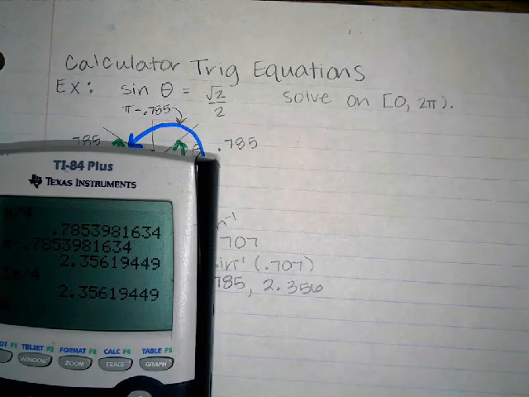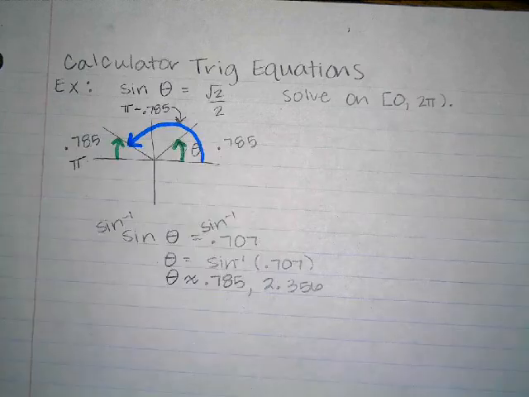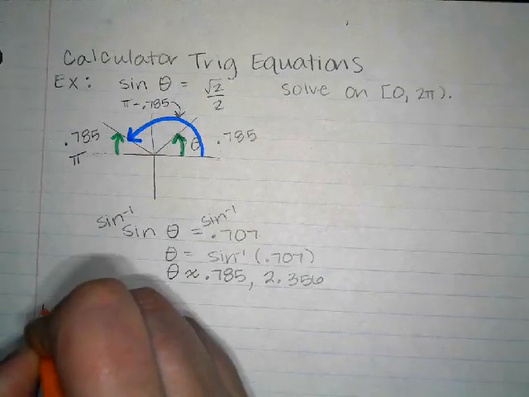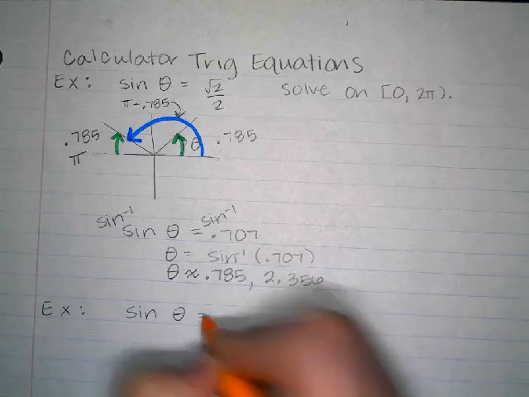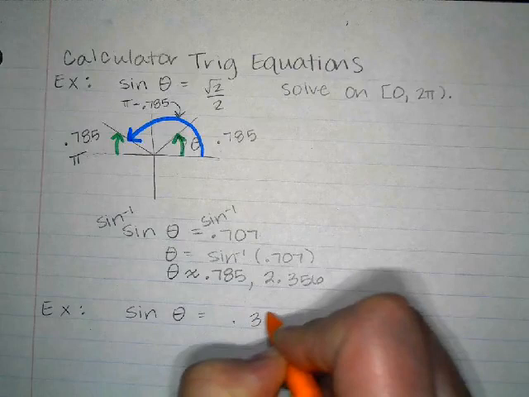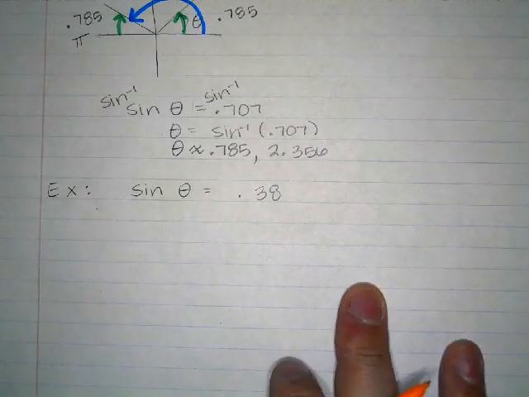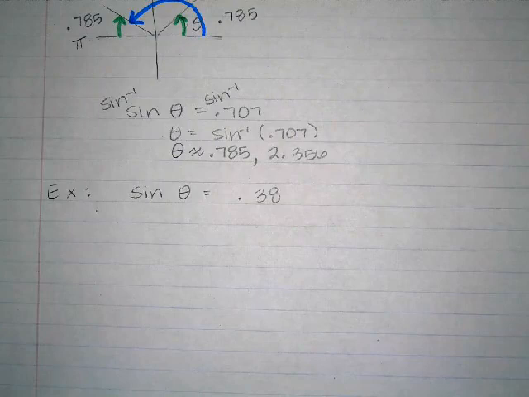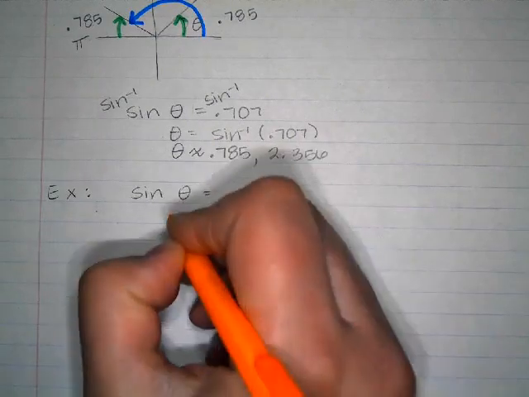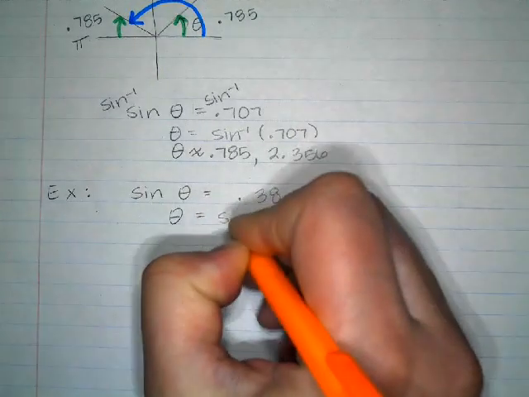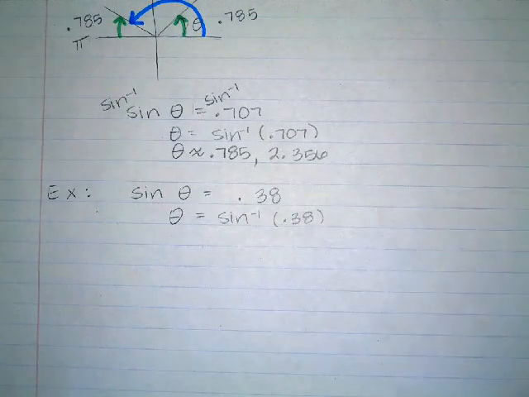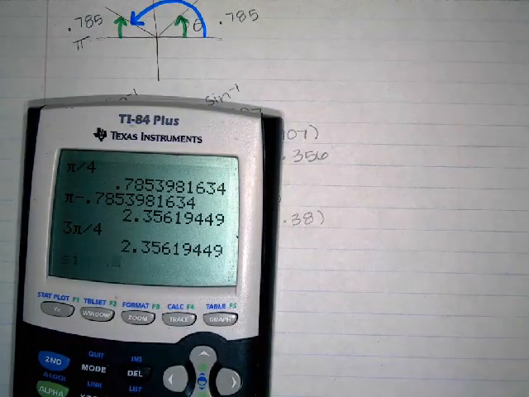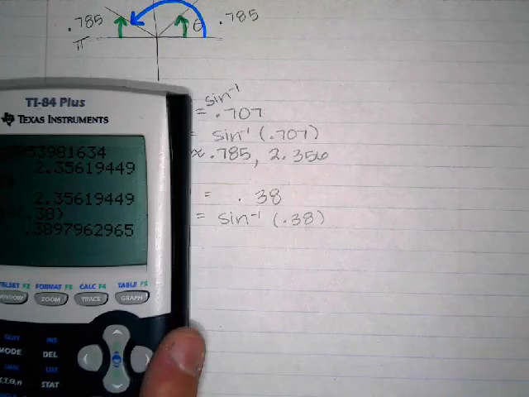So let's try this if we did sine theta equals 0.38. So what should I do? Okay, so I'm going to say theta equals sine inverse of 0.38. Sine inverse of 0.38. So that's going to give me 0.389. 89 is followed by a 7.